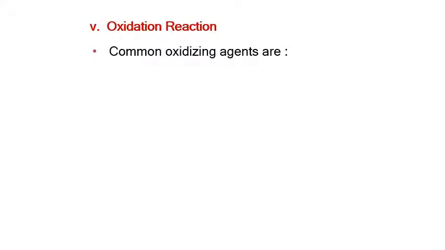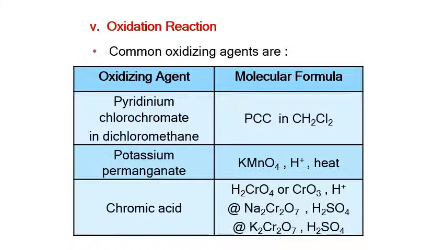Common oxidizing agents are, first, pyridinium chlorochromate in dichloromethane, with the formula PCC in CH2Cl2. Second, potassium permanganate, KMnO4 H+ heat. The last one is chromic acid, H2CrO4 or CrO3 H+, or Na2Cr2O7 H2SO4, or K2Cr2O7 H2SO4.